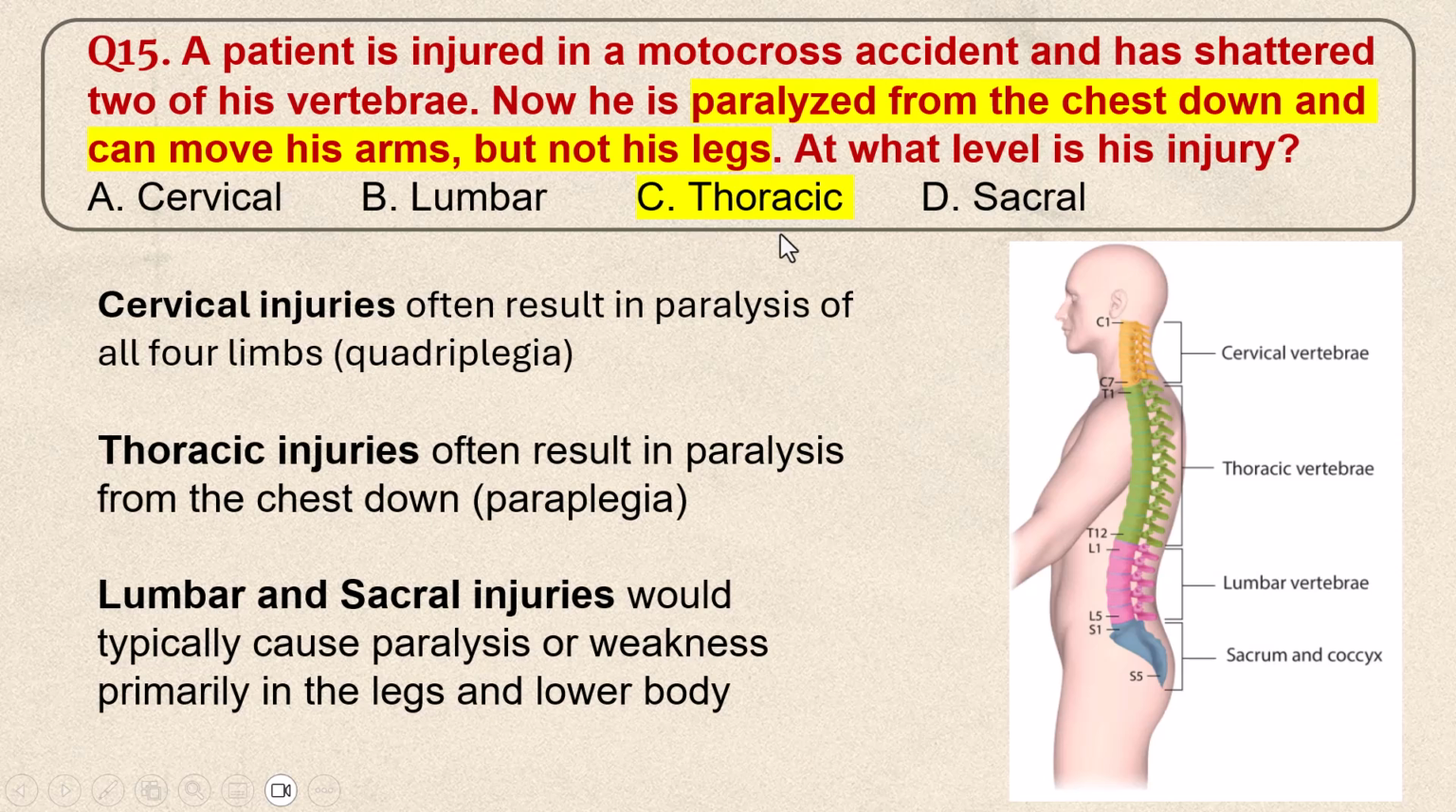Thoracic. If the injury is at the level of the cervical vertebra, it often results in paralysis of all 4 limbs, that is quadriplegia. So the upper limb and lower limb cannot move. But in this case, the patient can move the arms but not the legs. If it is a thoracic injury, you can see here, it often results in paralysis from the chest down. That is called paraplegia. Here, the upper limbs work normally, but the lower limbs are affected. When the injury is in the lumbar and sacral region, it would typically cause paralysis or weakness primarily in the legs and lower body.